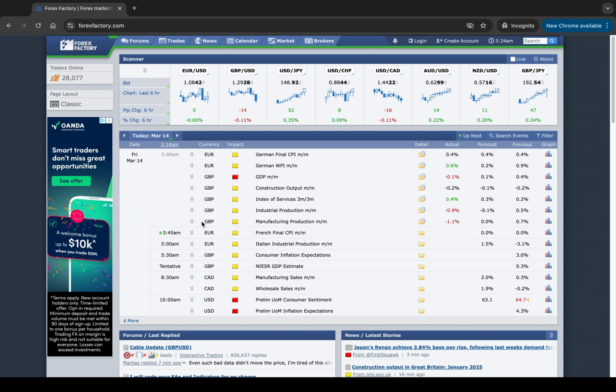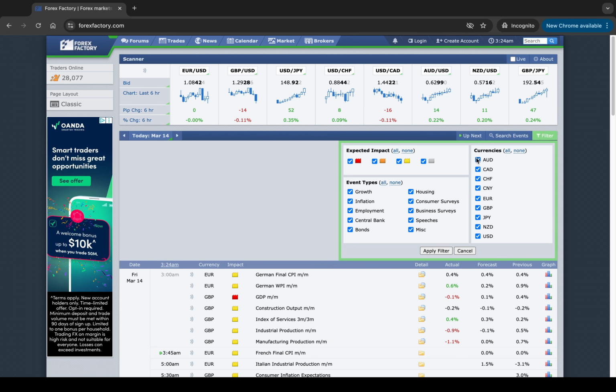Second, I don't trade Forex, so I don't care about the pound or the euro or the Canadian dollar. Only thing I care about is the USD. Okay, I trade futures, so I only care about the dollar. But if you trade Forex, then you would just go over here to filter, and you would filter the pairs that you trade. But I could care less about Forex, so we're going to take all that off. And I only care for the dollar index.